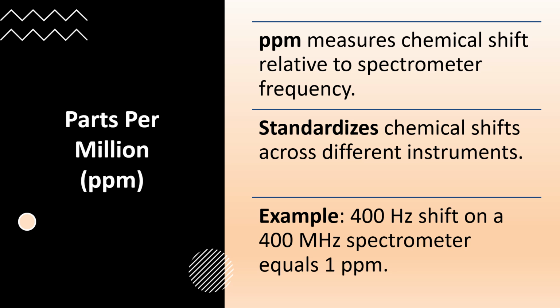ppm resolves this issue by normalizing chemical shifts. It is calculated as the resonance frequency shift, in hertz, divided by the spectrometer's operating frequency, in megahertz, multiplied by 1 million. For instance, a 400 Hz shift observed on a 400 MHz spectrometer corresponds to 1 part per million. If measured on a 600 MHz spectrometer, the same chemical shift would still equal 1 part per million, even though the frequency in Hertz would differ. This normalization allows scientists to compare and share results seamlessly, making ppm a universal language in NMR spectroscopy.